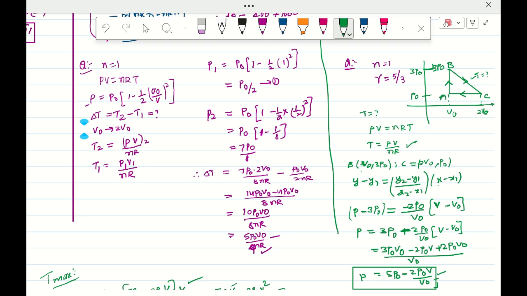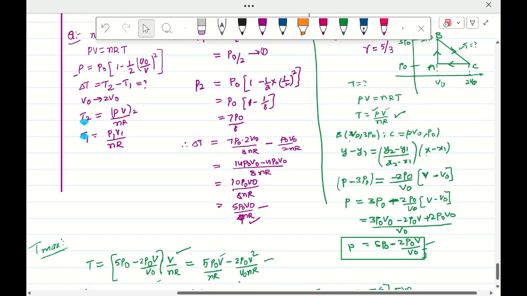But here the variable P is given, so it varies with a relation. P is related as 5 P naught minus 2 P naught by V naught into V, with V the variable. Here P naught and V naught are constants, the initial values given, 3 P naught and P naught, so we have to take them as constants.